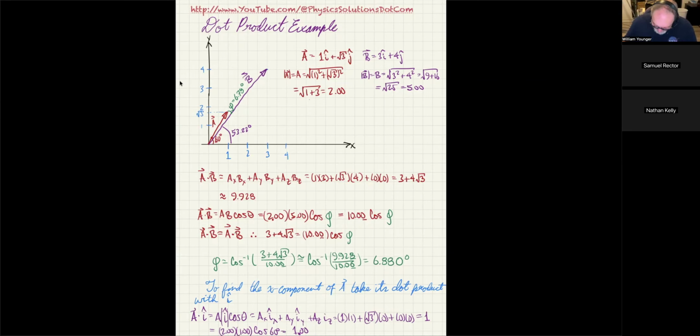If we wanted to find the y component of A, we just dot it with j hat. If you wanted to find the z component, you dot it with k hat. Anybody have any questions on that?